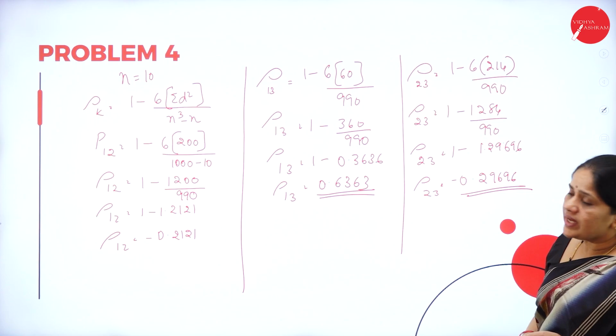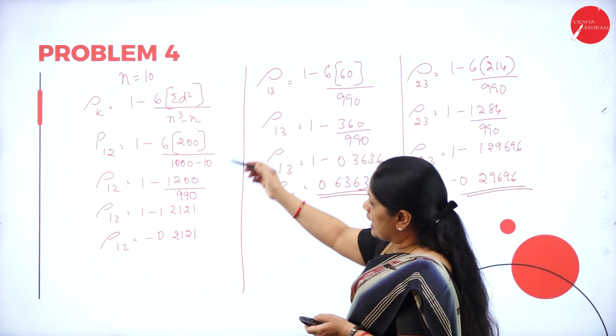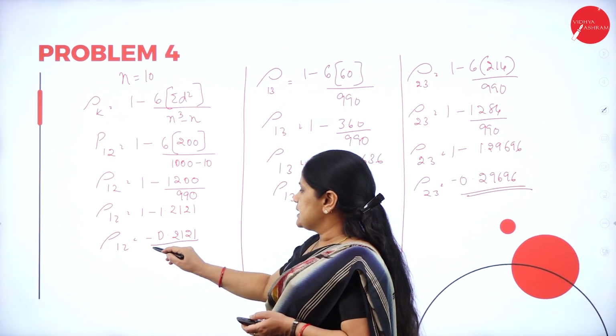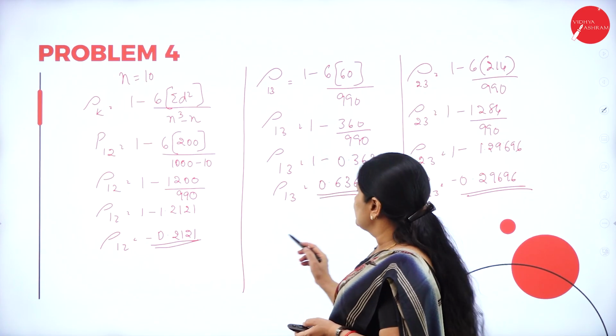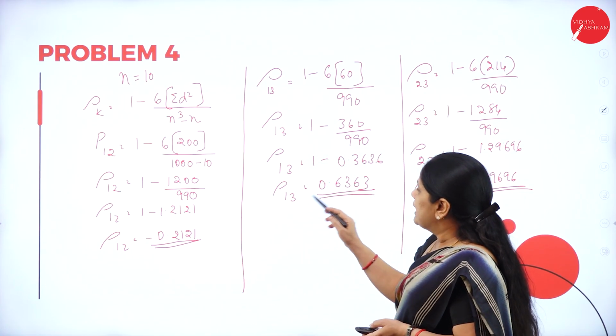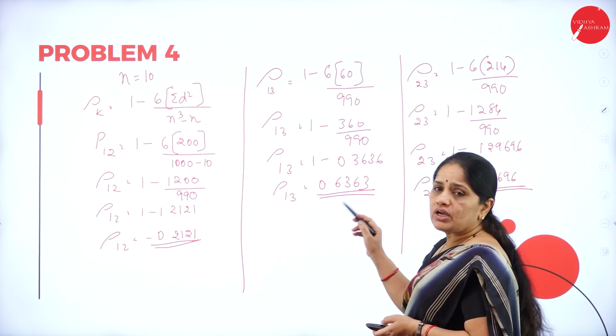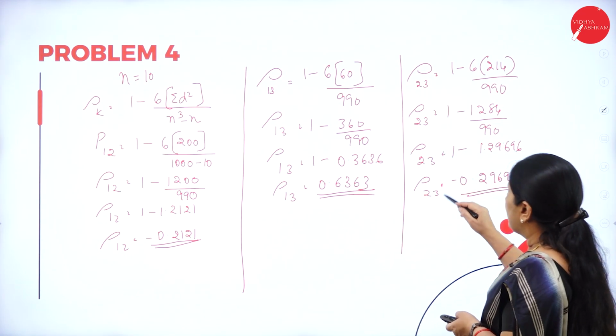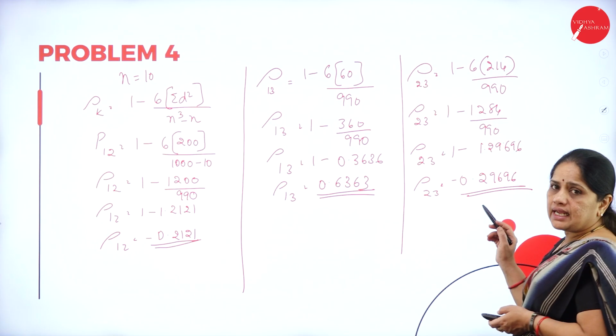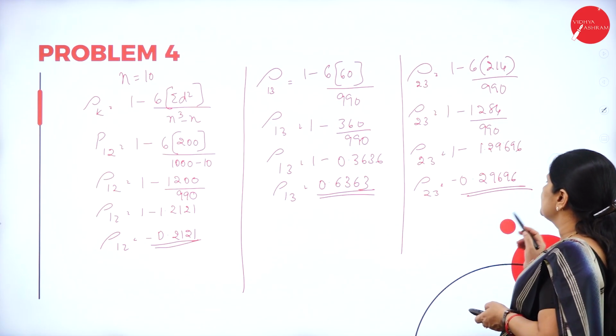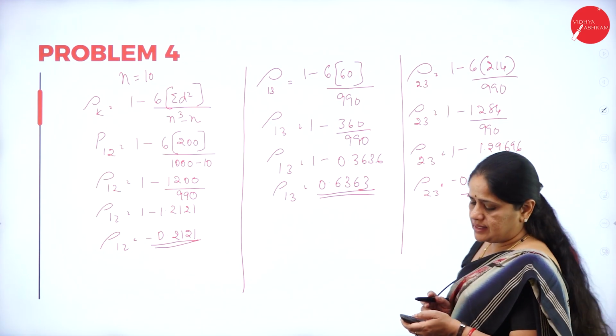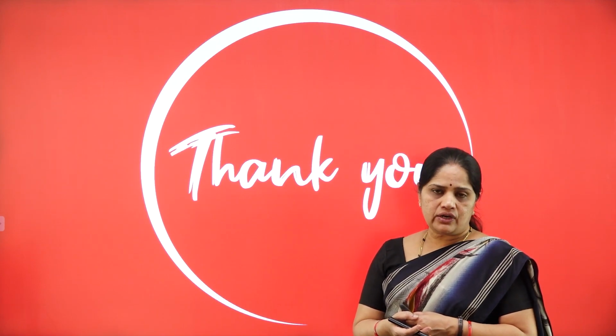So in this way we have to calculate. So for R1 and R2, there is a rank correlation of minus 0.2121, but for 1 and 3 there is a positive correlation of 0.6363, and for 2 and 3 there is a negative correlation of 0.29696. With this we come to the end of this session.